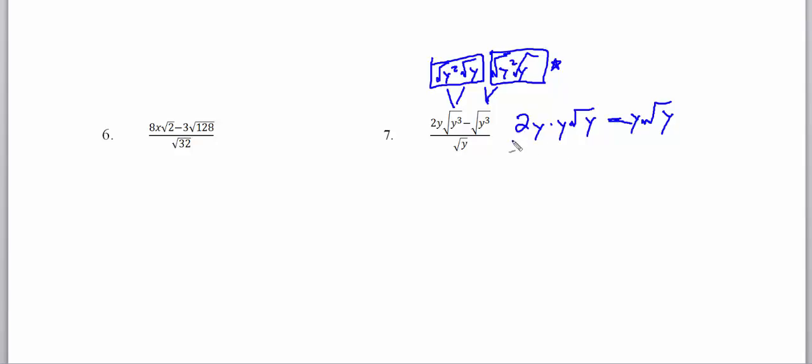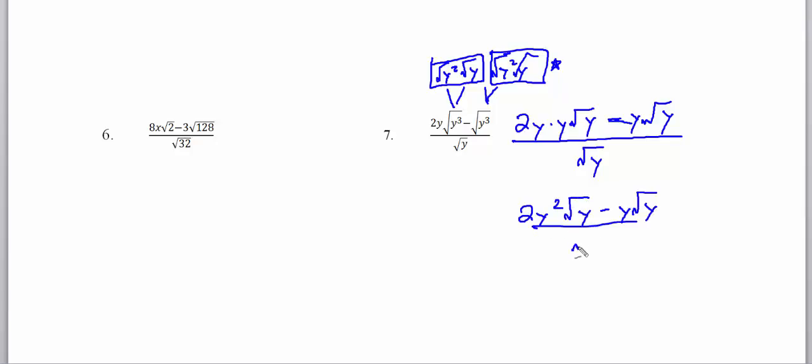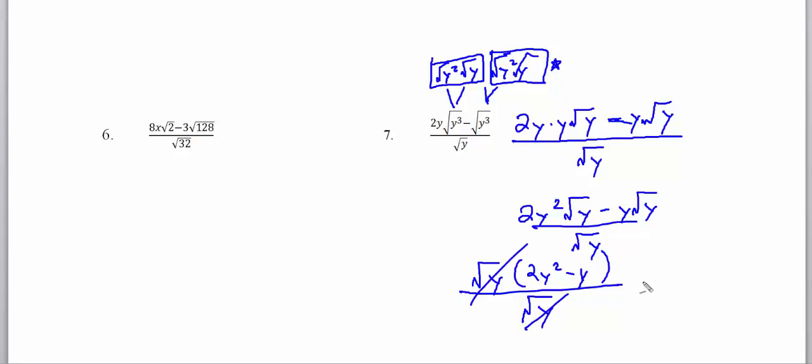Sorry for that little drag there. Okay, divided by the square roots of y. So now let's go through and see what we can do here. So we've got 2y squared, because y times y is y squared, square roots of y, minus y square roots of y, over square roots of y. In my numerator, I can factor out a negative y. So I'm going to move that in the front, and now in parentheses, I have 2y squared minus y, all over square root of y. Bam, bam, all done, because that is divisible, and that makes a 1. And 1 times 2y squared minus y is 2y squared minus y. And that's just another way to do problem 7.